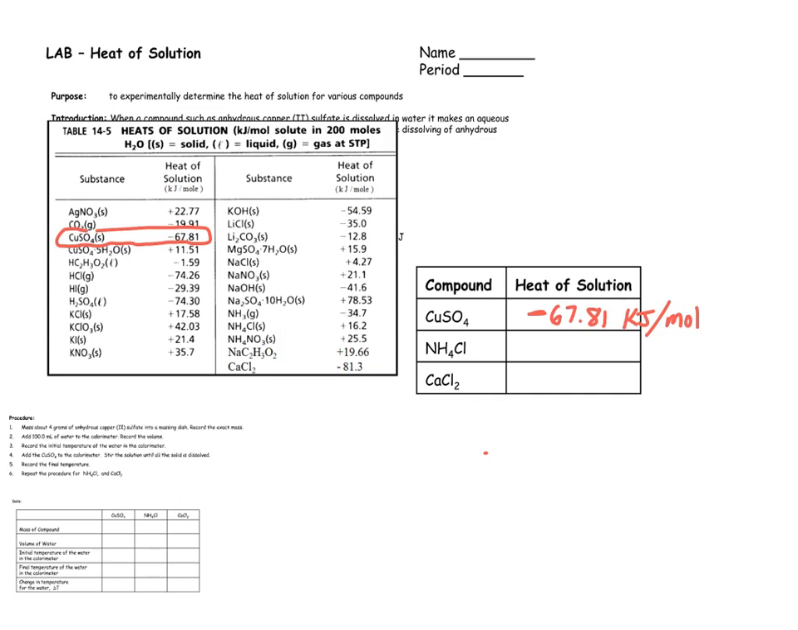And then we have ammonium chloride, NH4Cl, that's right here. That has a value of positive 16.2. And then there's calcium chloride, which is negative 81.3. Now, if the heat of solution is negative, that's going to be exothermic to make it dissolve, and that will make the water get hotter. If the heat of solution is positive, like NH4Cl, then that is endothermic, and that's going to make the water get colder because it's going to take heat out of the water, put it into the dissolved ions.